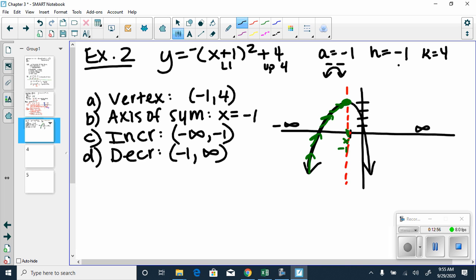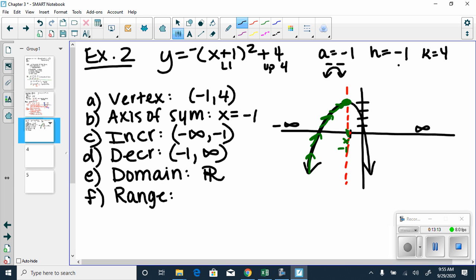Now, as far as domain, remember I told you don't forget this. The domain for parabolas is always all real numbers. You could draw the R, or you could also write -infinity to infinity. It doesn't matter. And lastly, the range. So how low does this parabola go? Well, wait a minute. It goes down forever. So -infinity. How high does this parabola go? Remember, you're looking for a y value, and that's going to be 4. Okay, so your range is a different look. You have to remember to go from the bottom to the top for that.